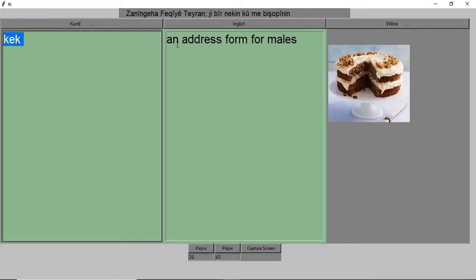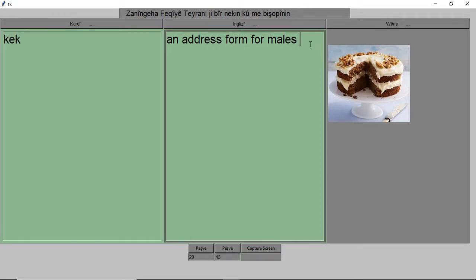Kek. An address form for males. This is like an address form for males. I don't really know why I put this word here, but kek also means this, and we also use it for boy. When you say keka, it means something like boy, but you are not trying to get angry. You are trying to be nice to him and you say keka. Keka is a nice word. For example, even if you are watching news about Kurdistan, they say Kek Barzani.